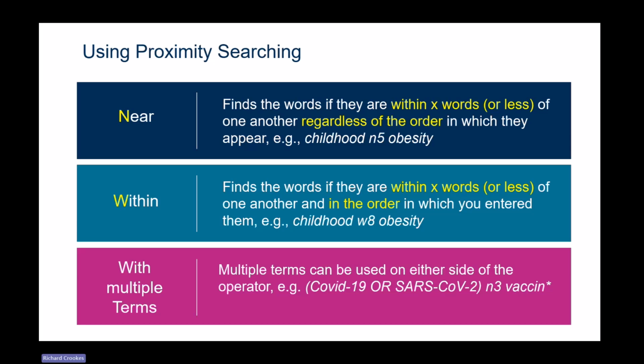In some interfaces, for example, it would say ADJ5 adjacency, which means 4 words or less, but with EBSCOhost it is literal, 5 words or less. W, or within, finds words if they are within a specified word range, again or less, of one another, but this time in the order in which you entered them. Childhood W8 obesity finds childhood within 8 words or less of obesity, but not obesity within 8 words or less of childhood.